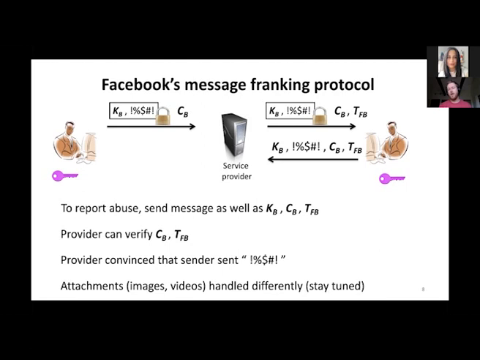And with all that, the provider is now convinced that indeed this sender sent this message, and the message contents were in fact this illicit content. Now, attachments are handled differently, and I'll explain that in a moment.